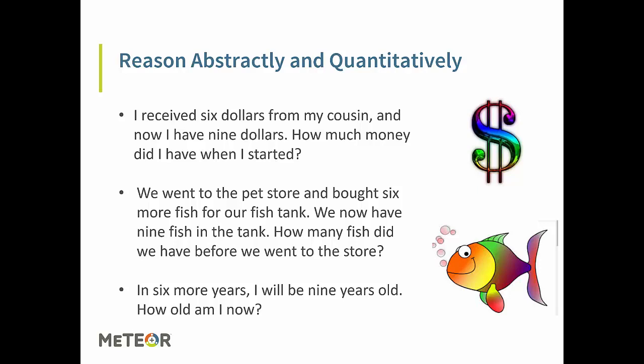For problem 1, it would be $3. The answer for problem 2 would be 3 fish. And problem 3's answer would be 3 years old. Our abstract solution, x equals 3, becomes a real-life quantity: dollars, fish, or years.